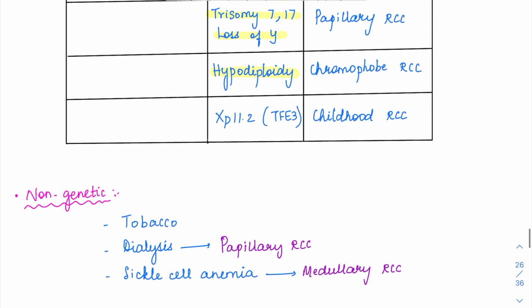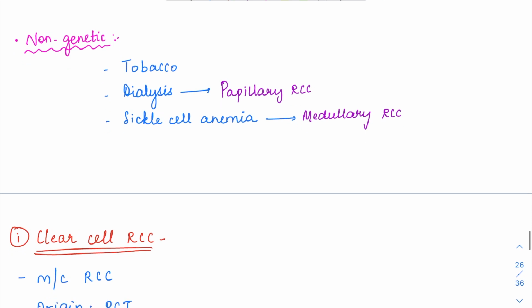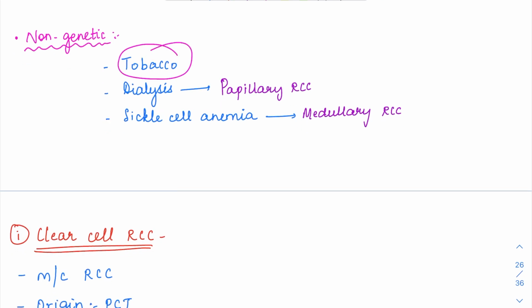And lastly, we have childhood RCC. Even in children, renal cell carcinomas can arise, and these are usually associated with translocations involving the XP chromosome. So XP translocations involving the TFE3 gene are usually associated with childhood RCC. Since these are newer concepts, these can be asked as MCQs. So under non-genetic factors for risk factors for RCC, the most important one will be the tobacco. Tobacco is a very common risk factor for RCC.